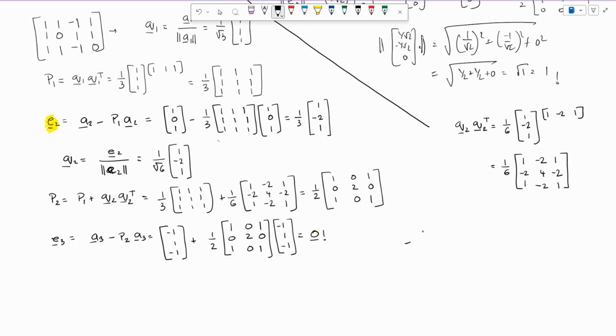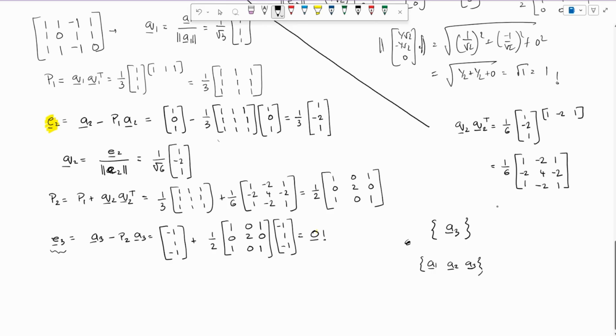Linear independence applies to a set of vectors. So if you say only A3, right? A3 is not 0. It's in fact minus 1, 1, minus 1, 1, minus 1. So the set A3 alone is linearly independent. Because in this procedure where you started from A1, A2, A3, and then when you reached A3, your E3 turned out to be 0, it means the set formed by A1, A2, A3 is not linearly independent.